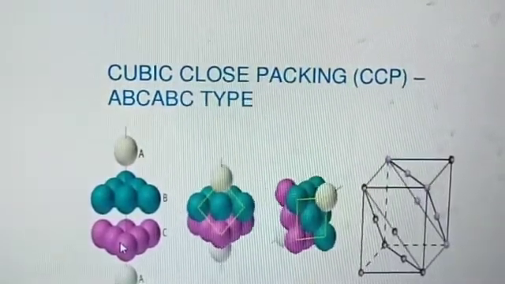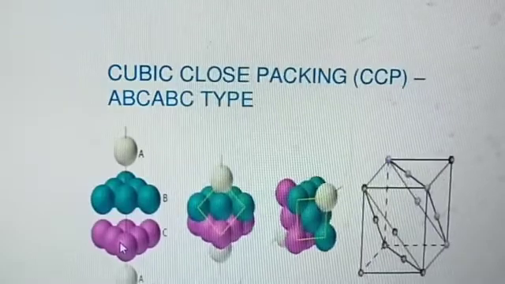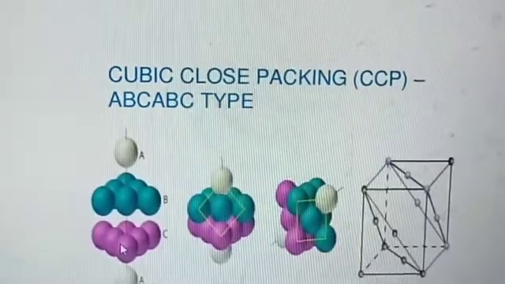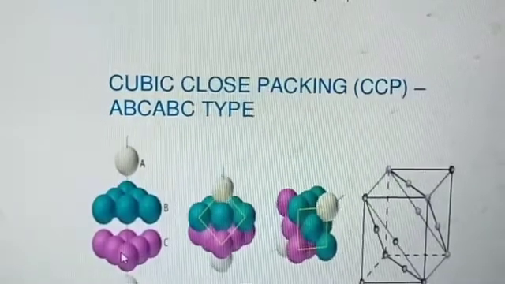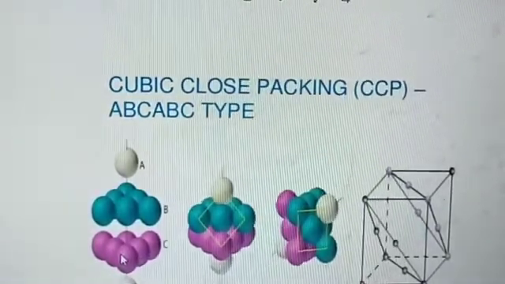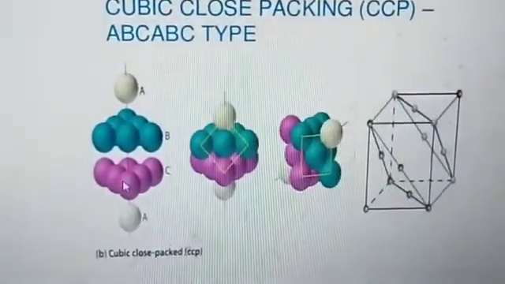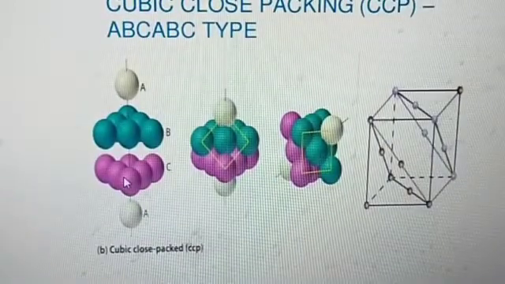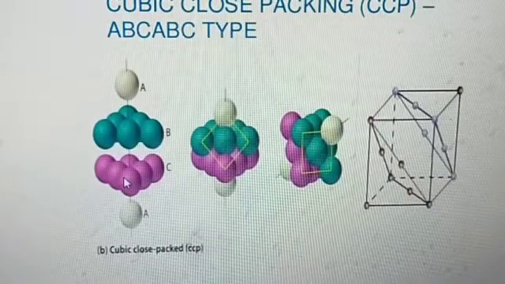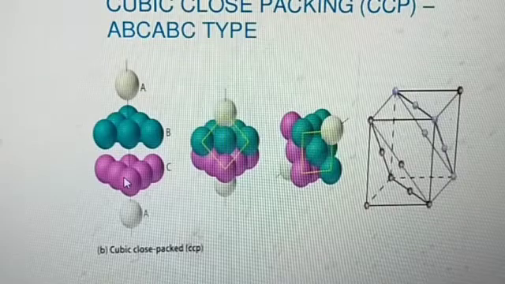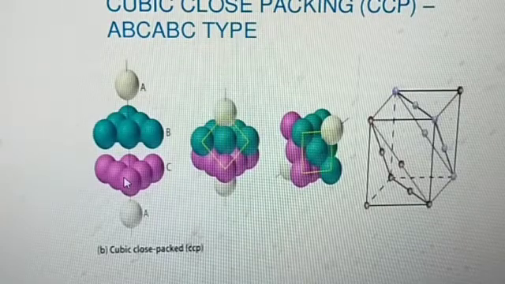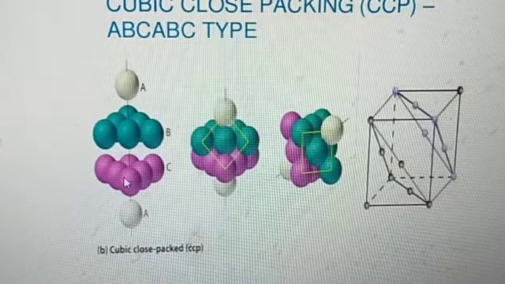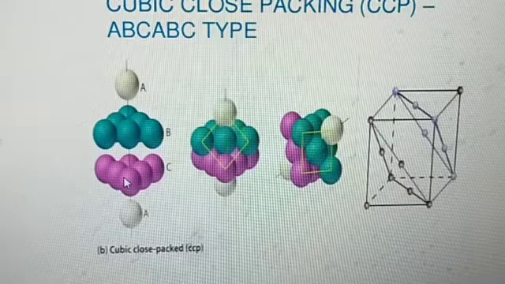Which type of elements have this type of structure? Copper and silver crystallize in this structure. Both these types, whether AB type or ABC type of arrangement, are highly efficient and 74% of space in the crystal is filled. So how much space is filled? 74% of space is filled.